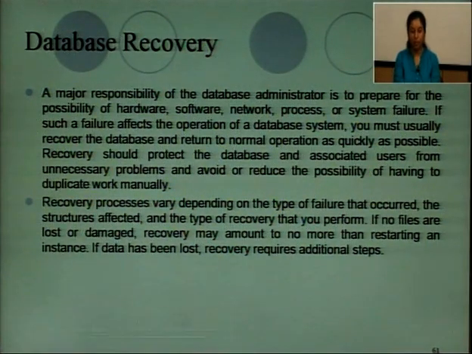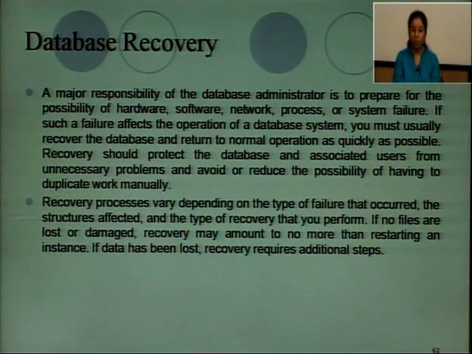Now, what is database recovery? A major responsibility of the database administrator is to prepare for the possibility of hardware, software, network, process or system failure. If such a failure affects the operation of a database system, you must usually recover the database and return to normal operation as quickly as possible. Recovery should protect the database and associated users from unnecessary problems and avoid or reduce the possibility of having to duplicate work manually. Recovery processes vary depending on the type of failure that occurred, the structure affected, and the type of recovery that you perform.